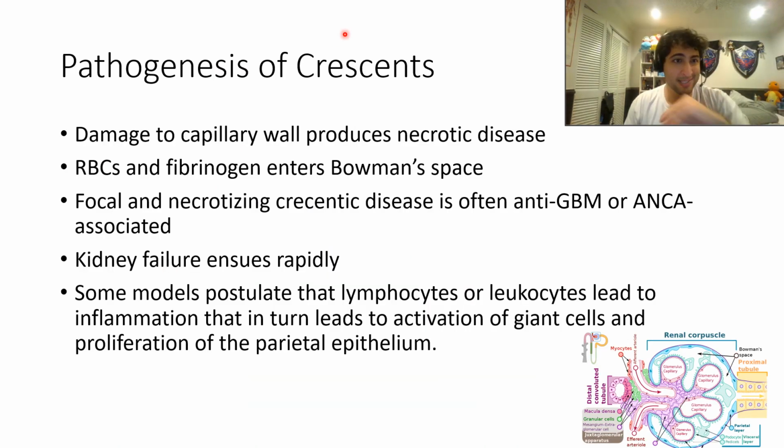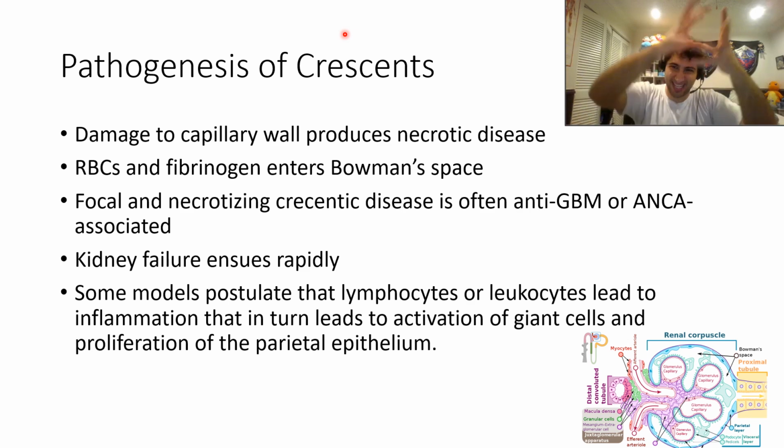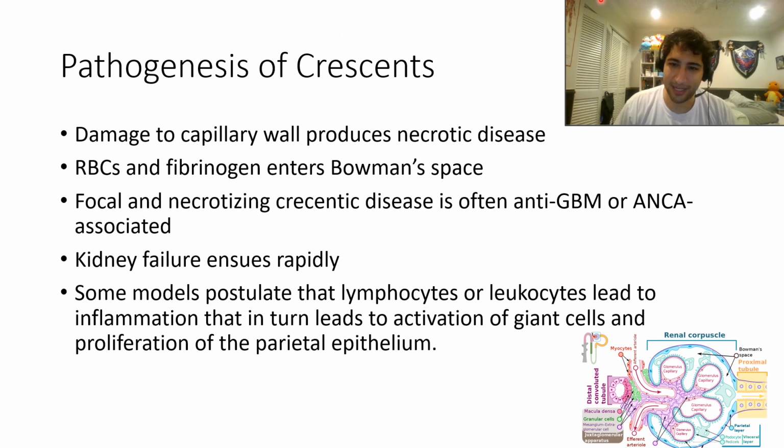So what causes the crescents? The damage to the capillary wall produces necrotic disease. Red blood cells and fibrinogen enter Bowman space. Focal and necrotizing crescentic disease is often anti-glomerular basement membrane or ANCA associated. Kidney failure happens rapidly, and some models say that lymphocytes or leukocytes are what lead to the inflammation, and that activates giant cells and proliferation of the parietal epithelium, and that compression, and all that fibrin getting laid down. So this is what it's supposed to normally look like, and what we looked at on the other slide does not look like that.